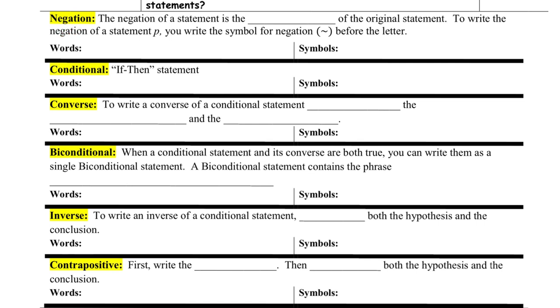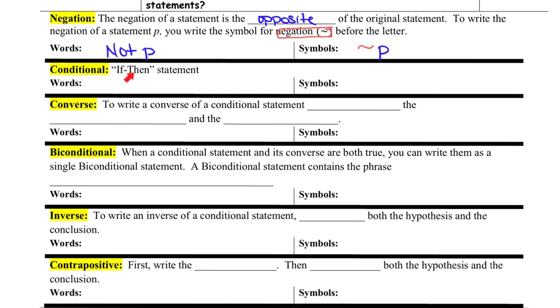So negation. The negation of a statement is the opposite of the original statement. To write the negation of a statement P, you use this squiggly symbol before the letter. So if I want to say not P in words, the symbol we would use is that little squiggly in front of the P. So this means not P.